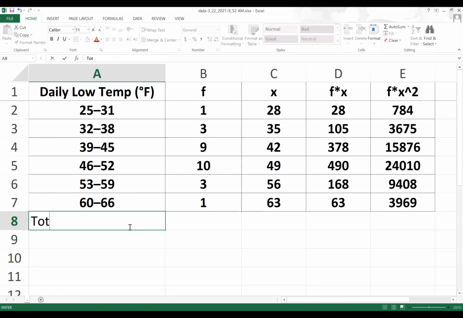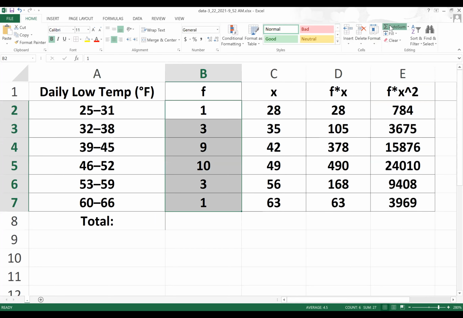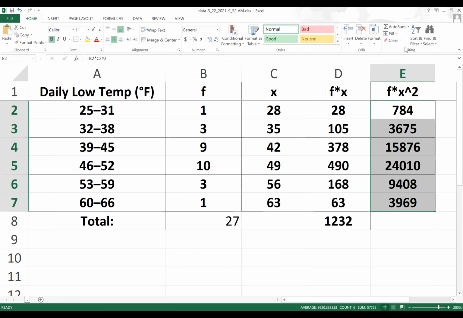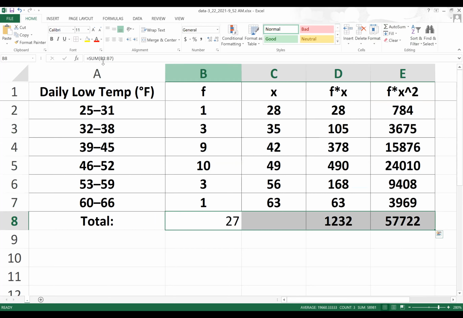First one is the total frequencies. We need that. So sum this up, do auto sum, right? Sum up the product of frequency and the midpoint, get that. Sum up the frequency times midpoint square, get that. Once we have all 3 of them, then we're ready to calculate the standard deviation.